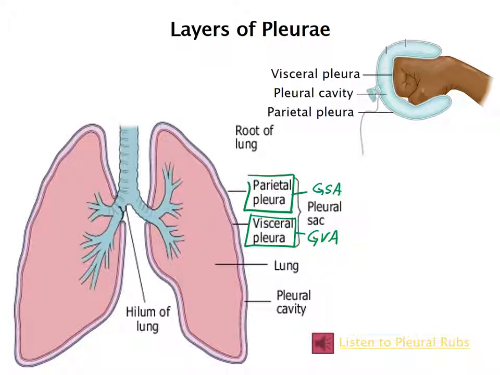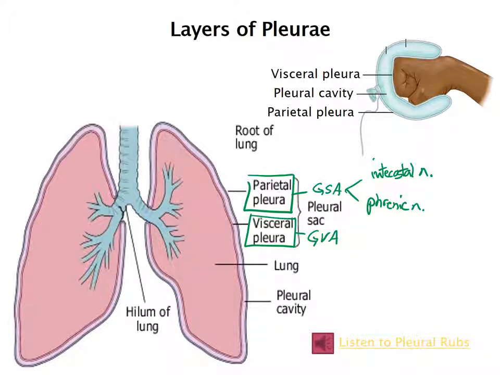Pain conveyed from the parietal pleura will be transmitted through either intercostal nerves or through phrenic nerves. More specifically, the intercostal nerves will transmit pain from the costal pleura, whereas the phrenic nerves will transmit pain from both the mediastinal pleura and the diaphragmatic pleura, which lines the surface of the diaphragm.